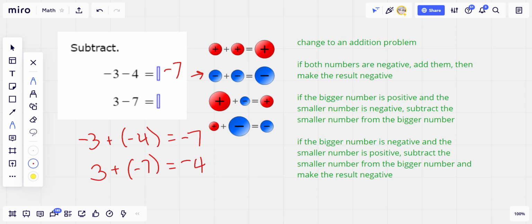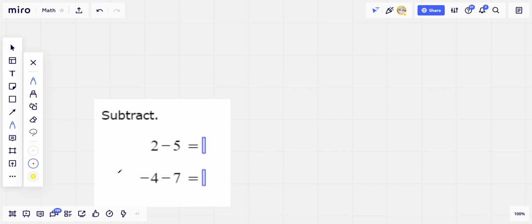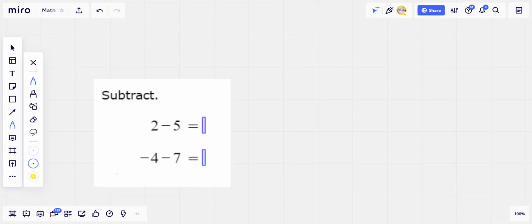Let's try another set of these. So here we have 2 minus 5. So I'm going to rewrite this as 2 plus a -5. And this is a situation where one's positive, one's negative. So I'm going to find the difference. I'm going to subtract first. So 5 minus 2 is 3. So their difference is 3. And the bigger one is negative. So my answer is negative. So this is a -3.